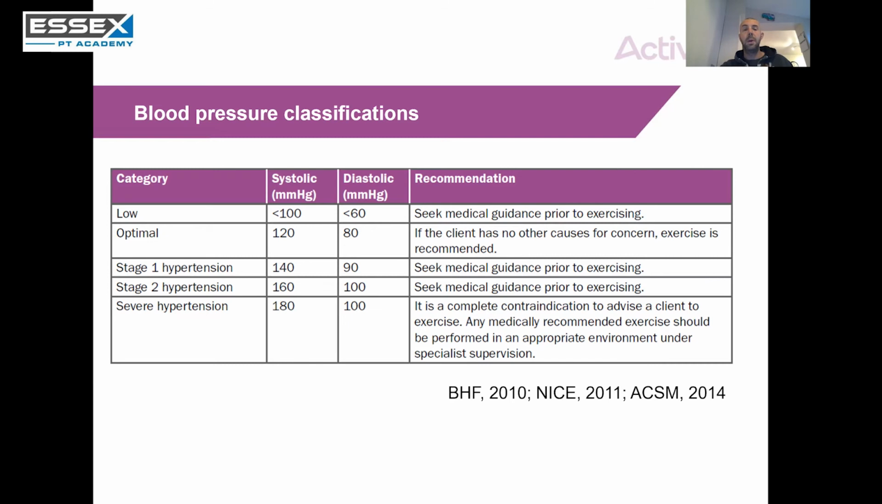You will also experience, and I know this again from personal experience, that if you say 140/90, yes, you should seek medical guidance prior to exercise, or they should. But quite a lot of the time, doctors will say, no, 90, that's fine, go and exercise. Okay, but it's just covering yourself. Stage 2 hypertension, 160/100. Yeah, definitely I want them to see a doctor and be cleared before they come and see me. And severe is 180/100. So complete contraindication to advise a client to exercise. Any medically recommended exercise should be performed with a specialist. Okay, so those are the classifications.